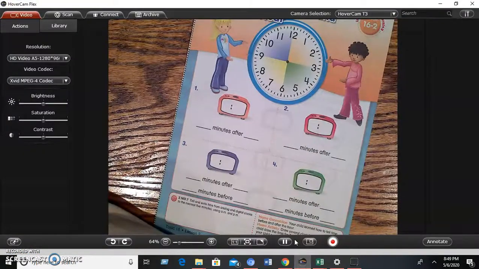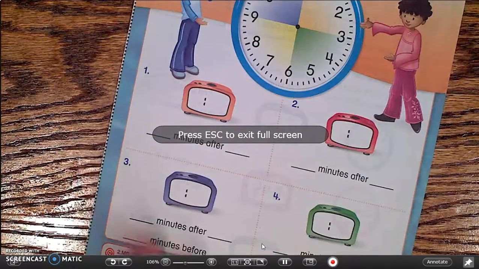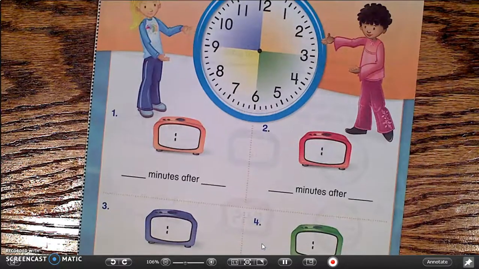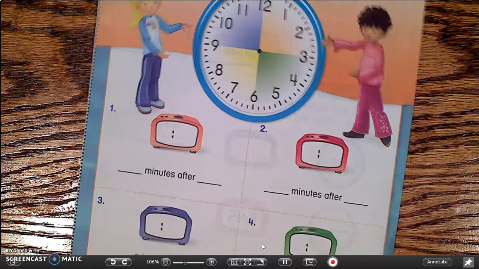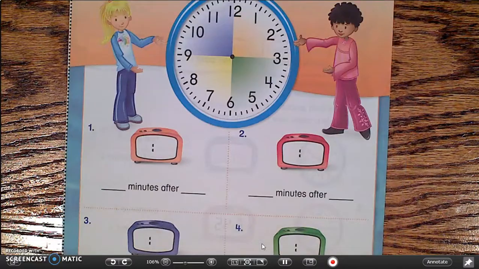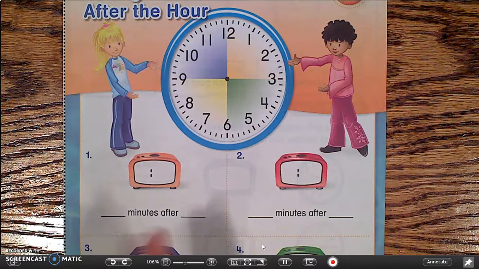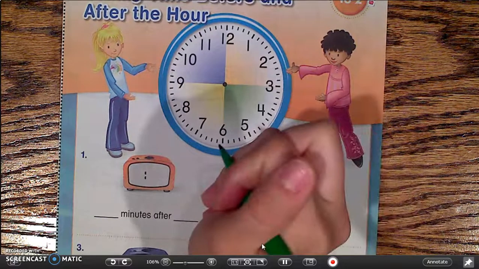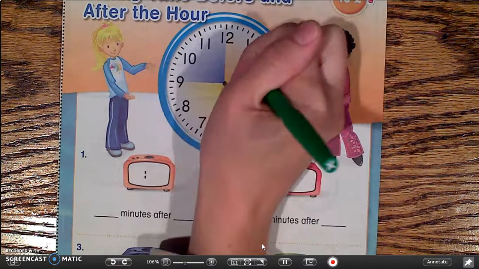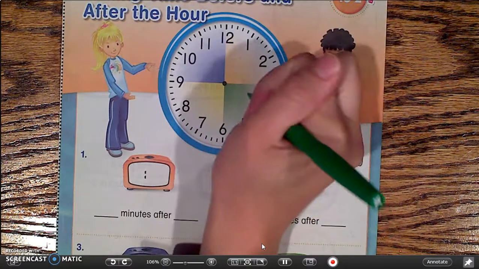Okay, let's get out our magazine. Okay, let's get started. I'm going to give you a time and you're going to tell me how many minutes for number 1 after it is. Alrighty, ready.